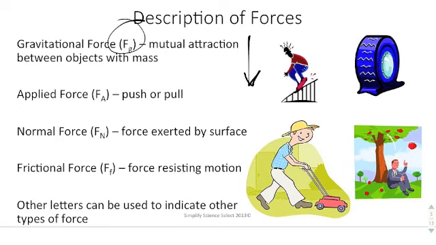Now the applied force is the push or pull that you exert on something. So in this case, it would be the guy who's pushing the lawnmower. So it's a directly applied force, and we signify it as Fa.